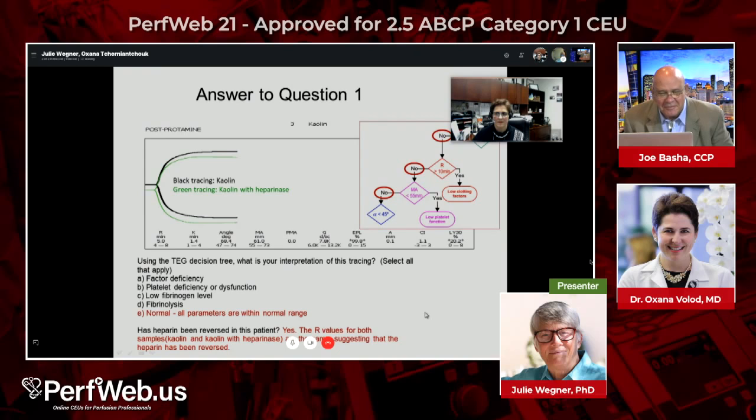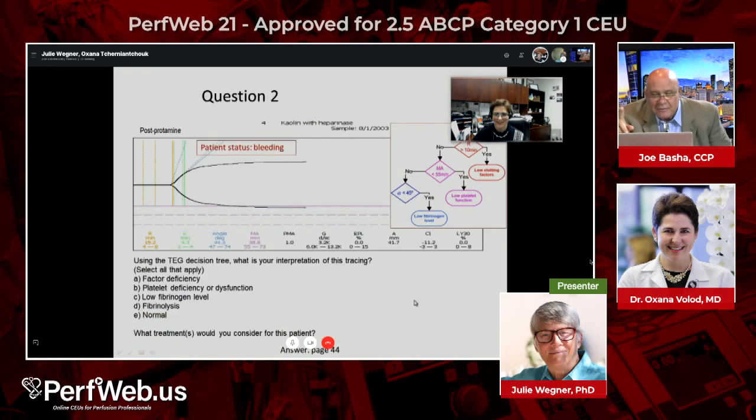Okay, question two. Somebody's keeping score, right? All right, in this case, it's post-protamine. It's a kaolin with heparinase sample. The patient status is bleeding. So using the decision tree or just what you learned tonight, what is the likely interpretation, and what types of treatments would you consider? Okay, I'm going to go with A, factor deficiency. All right. Select all that apply.